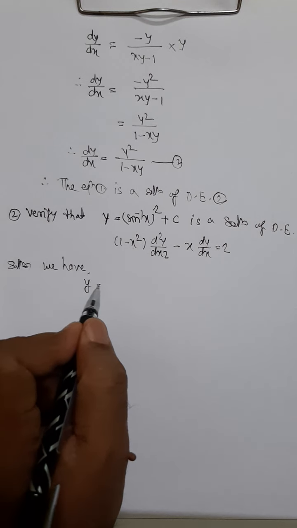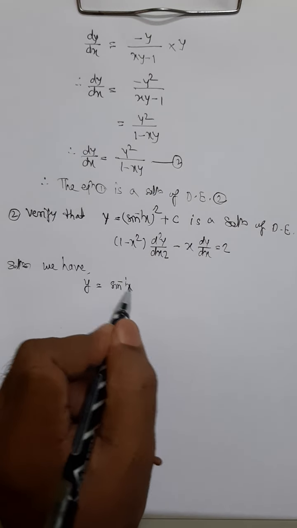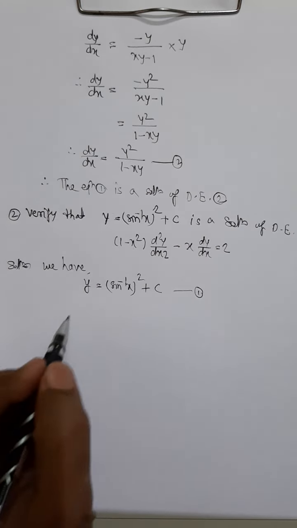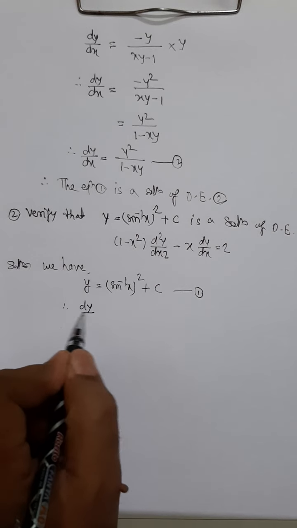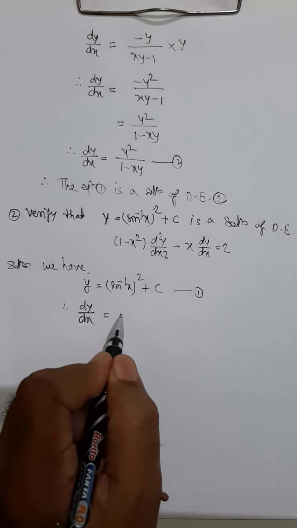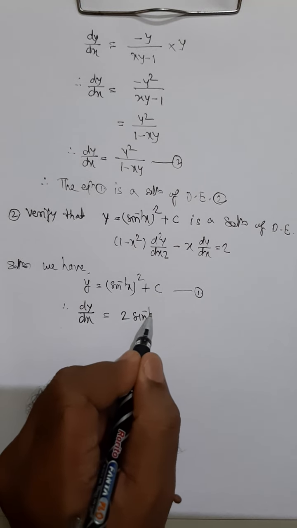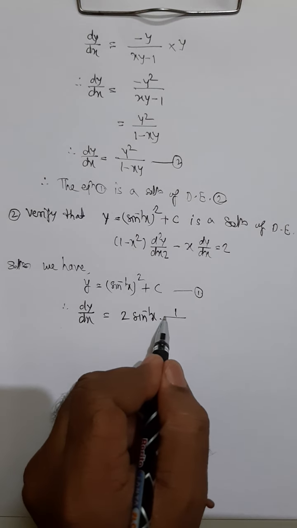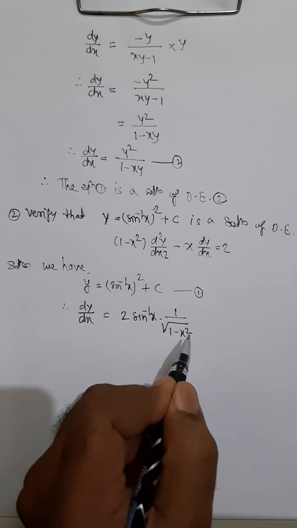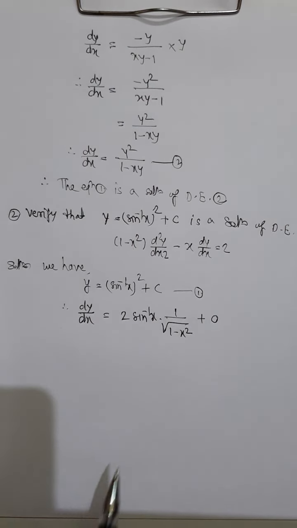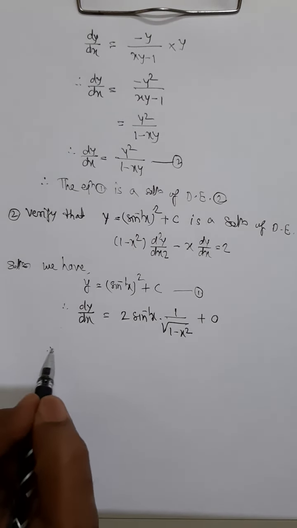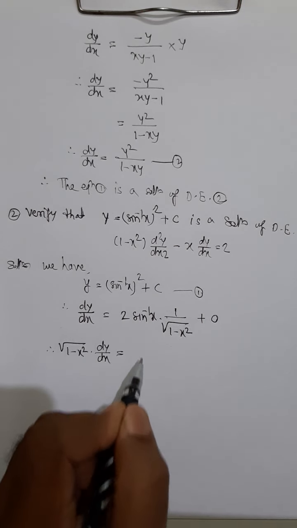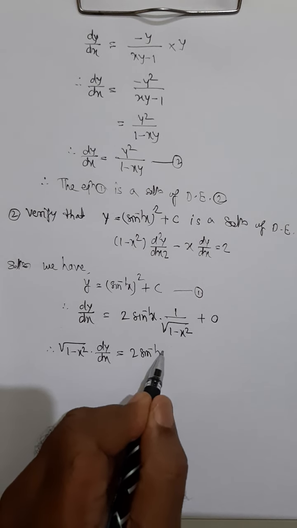So given that y is equal to (sin inverse x) whole square plus c. Equation 1. Differentiate with respect to x. So dy by dx is equal to derivative multiplied by index 2 sin inverse x, subtract 1 from index, that is index is 1, and again multiply by derivative of sin inverse x, that is 1 divided by root 1 minus x square, plus derivative of c, 0. Then take this root on the left side, so we get root 1 minus x square into dy by dx is equal to 2 into sin inverse x.